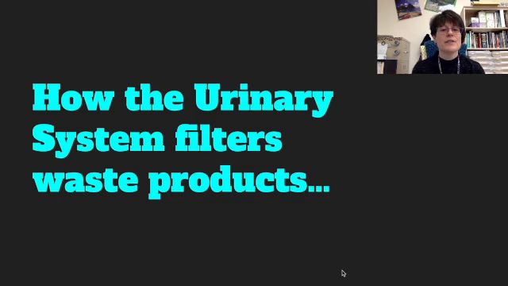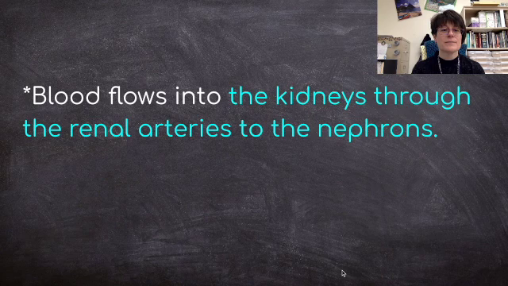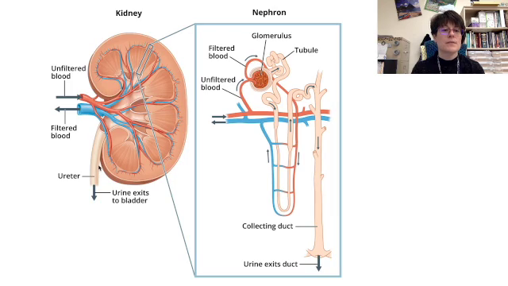So how the urinary system filters waste products. Blood flows into the kidneys through the renal arteries to the nephrons. So here is the unfiltered blood going in through the renal artery. And now you have 2 kidneys, that's why it was plural. So it goes in here and it goes into a nephron. And the nephrons are right here in the kidney. This is called the medulla of the kidney. And this is what a nephron looks like. It's actually quite complex, and there are a lot of those in your kidney.